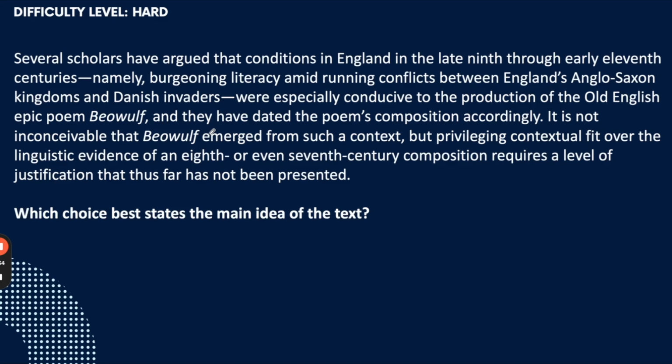So let's read the text. Several scholars have argued that conditions in England in the late 9th through early 11th centuries, there's a dash here, there's another dash here, so this is extra information. Let's read ahead. Were especially conducive to the production of the Old English epic poem B. Okay, let's take a pause here. Now, what are they really talking about? They're talking about the conditions in England in this particular time frame, late 9th through early 11th centuries. It resulted into the building up of this epic poem B, production of this particular poem B.